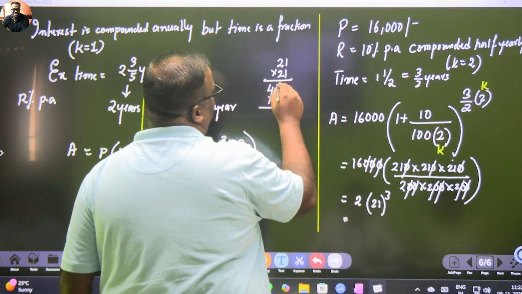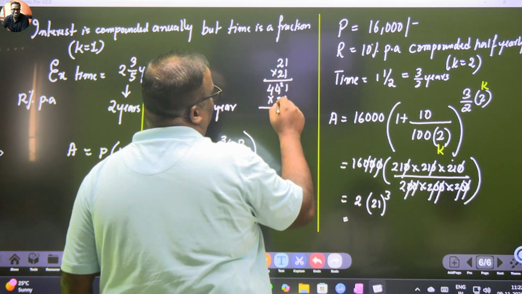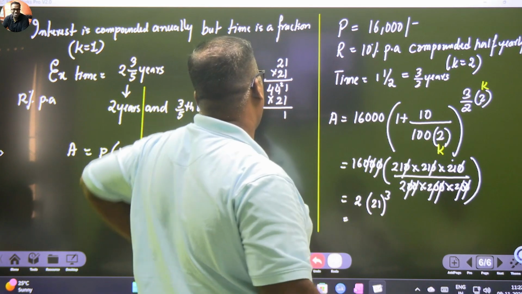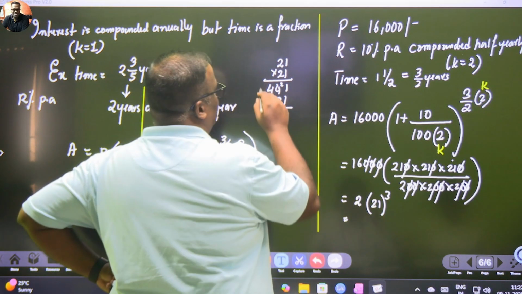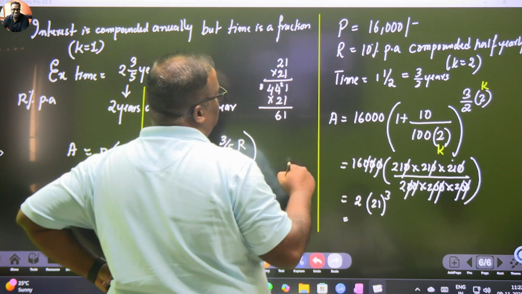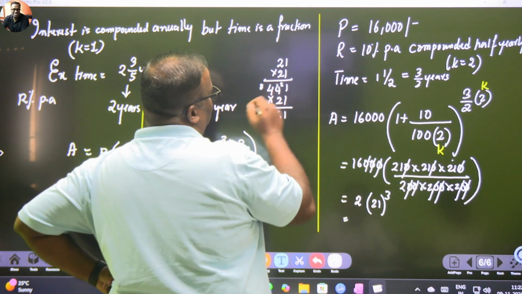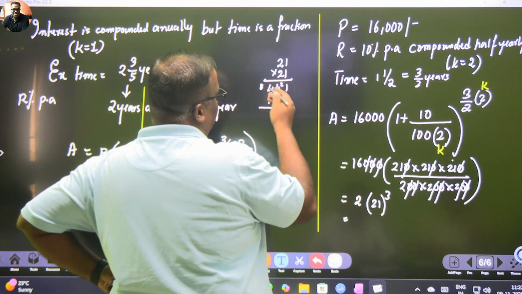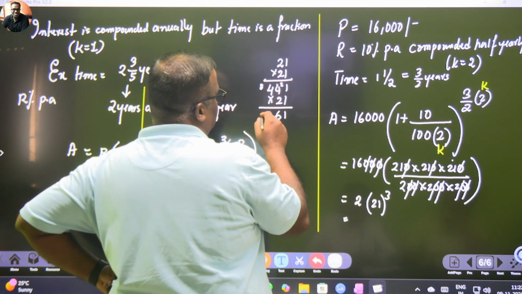Now 441 multiplied by another 21. 21 ones are 21, 1, 2 carry over. 21 into 4 is 84. 84 plus 2 is 86, 8 carry over. 21 into 4 is 84. 84 plus 8 is 92.